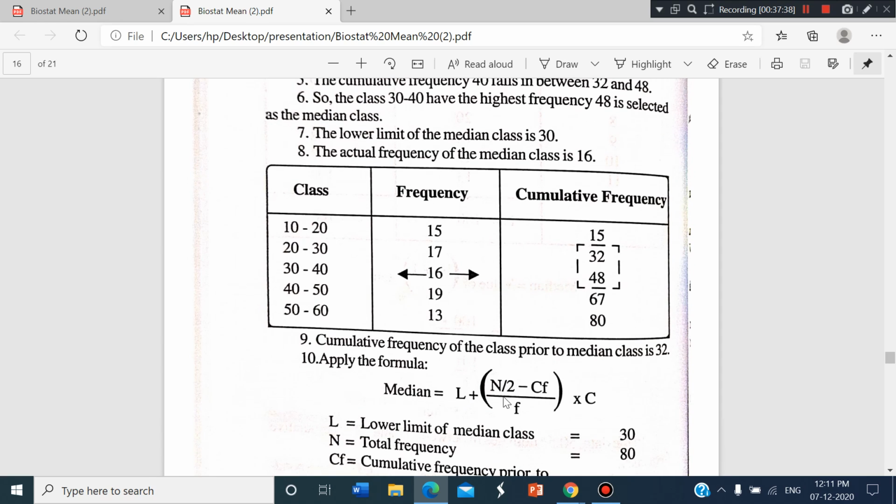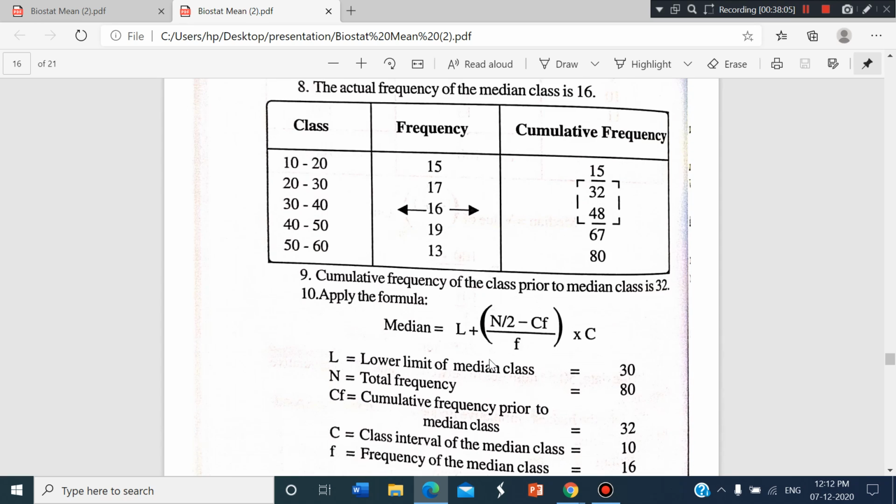So now once you have calculated the median class, you apply the formula to find out the median: L plus n by 2 minus Cf divided by F into C. L is the lower limit of the median class. 30 to 40 is the median class, where 30 is the lower limit and 40 is the upper limit. You have to find the lower limit of the median class, that is 30. What is the total frequency? It is 80.